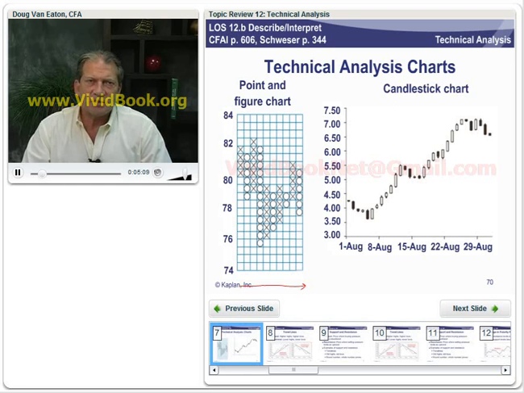Now we can set the parameters of this chart. As we see it here, each box is $0.50 if those are dollars on the left-hand axis. So we set the size of the boxes, and then we also have to determine, well, how many boxes does it have to move before we declare a reversal? Now this has a small reversal over here, if you take a look, of only 2. So it seems to take only $1 in the other direction for us to record a reversal there.